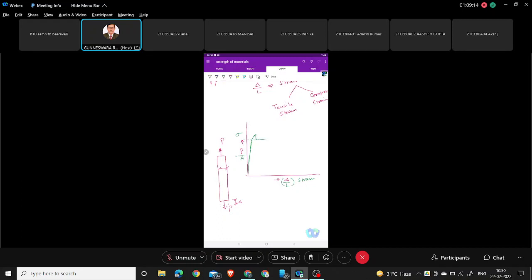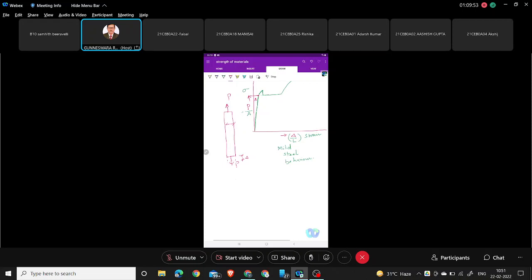There will be extension, and of course, this is the general mild steel behavior. Some bodies may not touch this, or they may fail here itself. Some may fail here, some may fail here. But generally, this is the behavior mild steel gives. Up to this point A, the material is linear; point A is called the limit of proportionality.